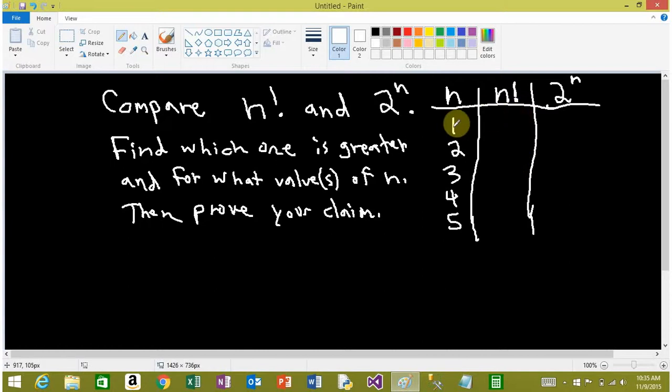So if we let n equal 1, well, 1 factorial is just 1, and then 2 to the first power is just 2, so 2 to the n's greater. 2 factorial, that's going to be 2, and 2 to the second power, 2 squared is 4, so 2 to the n's still greater.